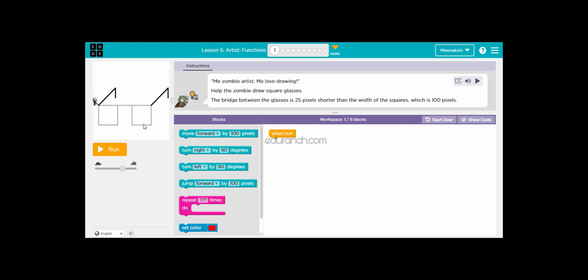Okay, so here we have to finish the specs. We have to draw two squares and this middle bridge. It says the bridge between the glasses is 25 pixels shorter than the width of the squares, which is 100 pixels. So the width of the square is 100 and the bridge is 100 minus 25, which is 75.